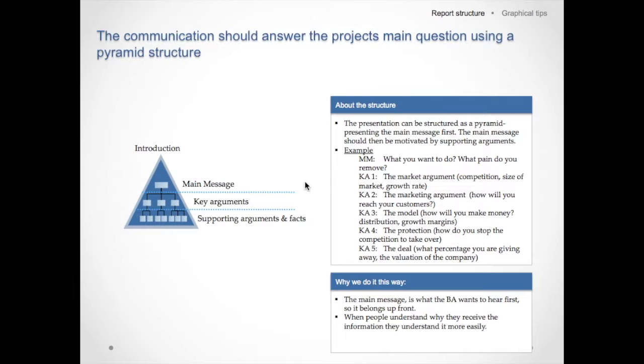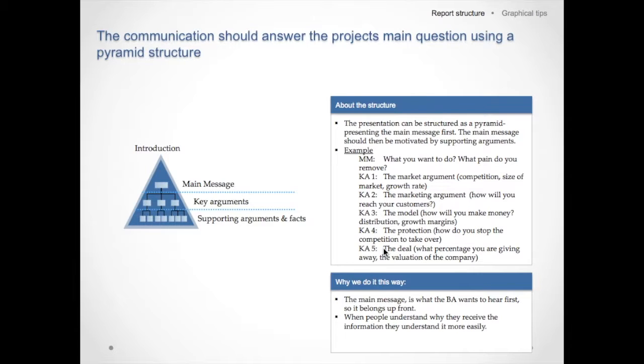The communication should answer the project's main questions using a pyramid structure. So basically what we had on the other slide is a pyramid structure. You have the introduction first, then you have the main message, then you have the key arguments, as we talked about before, and then you have some supporting arguments and facts. One example is that you have the main message, what you want to do, what pain you remove. And then you have the key arguments, like the market argument, the marketing argument, the model of how you will make money, the protection, and the deal. Those would be key arguments.